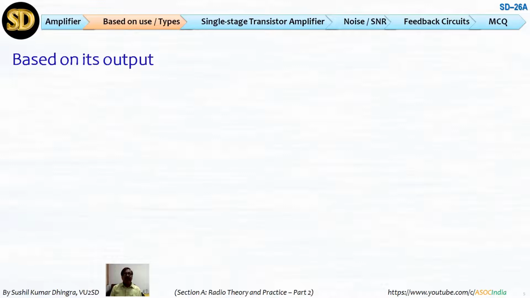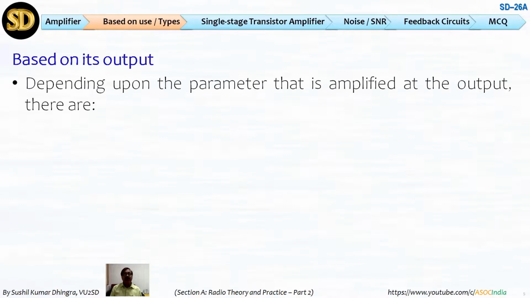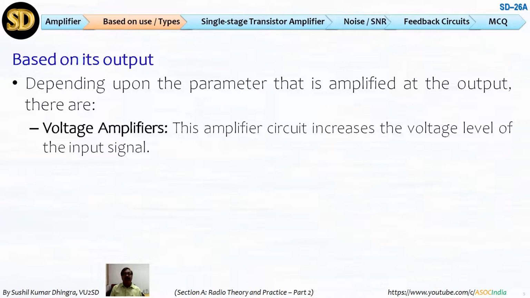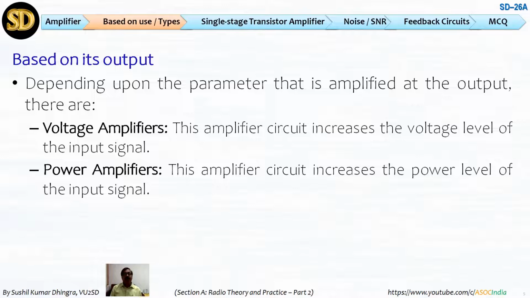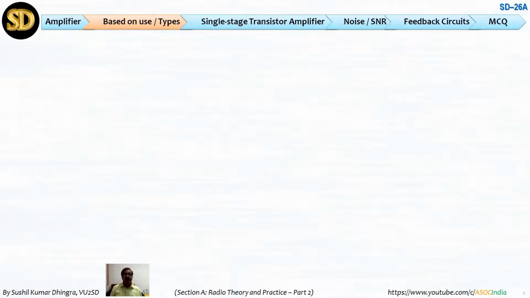In the same way, based on the output: a voltage amplifier if we are increasing the strength of voltage, and a power amplifier or current amplifier if we are increasing the strength of power to drive powerful devices like relays, solid state devices and others. We can use this kind of output even for a powerful loudspeaker.